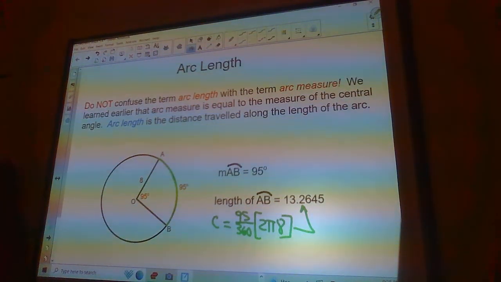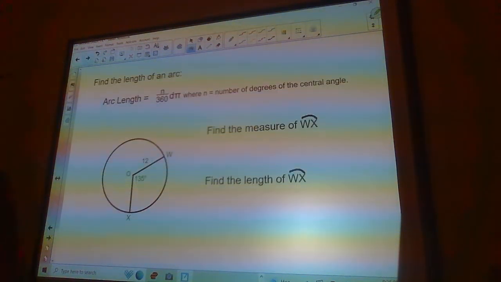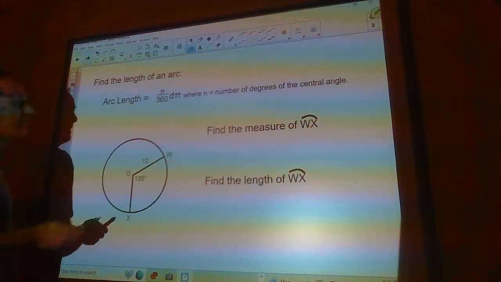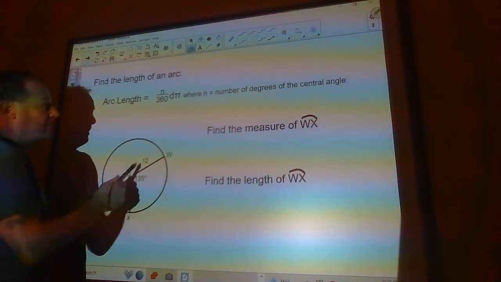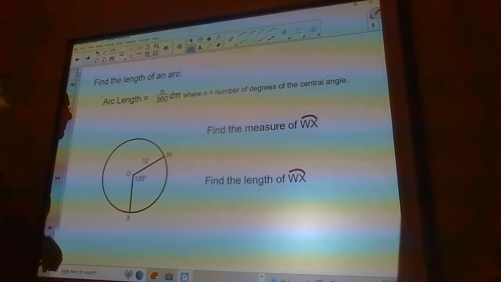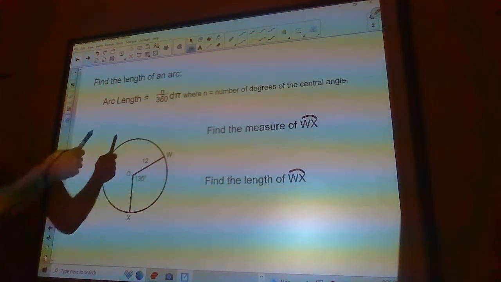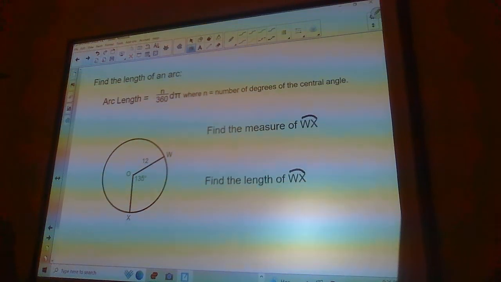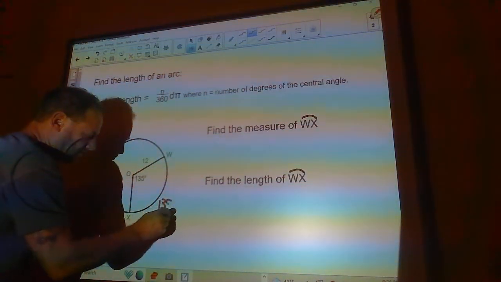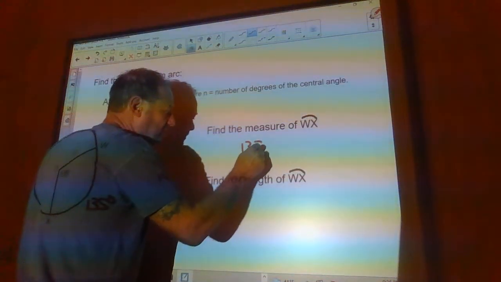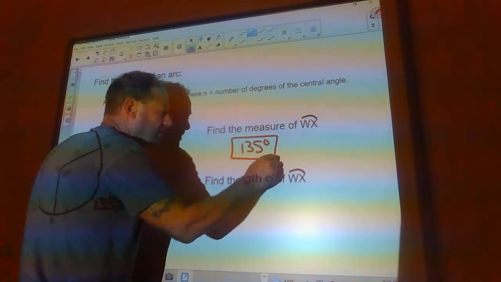All right, so there's the difference between the arc length and the arc measure. Arc measure is usually the easier thing to find. Okay, find the length of an arc. So the arc length is n out of 360, and this is n right here, the central angle, times the diameter times pi, or it could be 2 pi times the radius. That's what I did on the last page, where n is the number of degrees of the central angle. So first we're going to find the measure of arc WX, and that's easy. It's the same as the central angle. It's 135 degrees. Nobody should ever miss that question on a test.